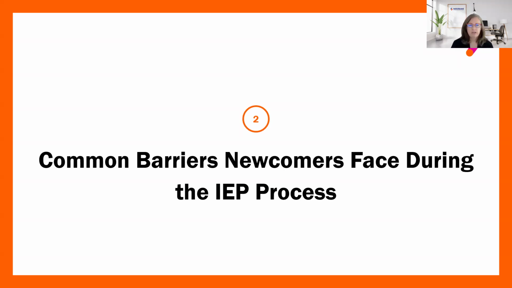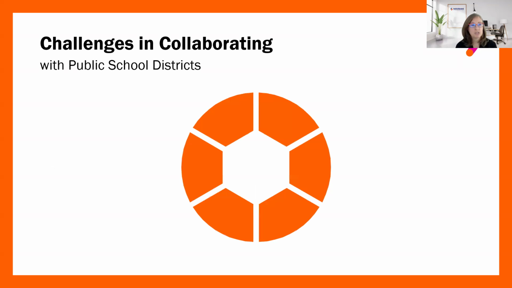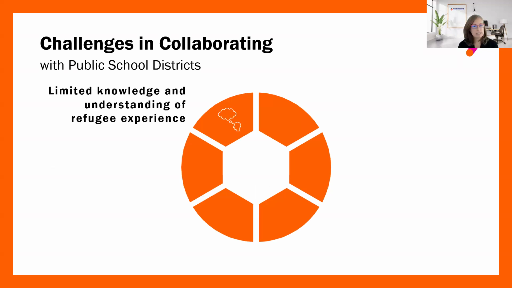All right, now let's talk about some other common barriers that newcomer families may face during the IEP process. We've been talking about them in different ways throughout the slides so far. Here we focus in a more concentrated way on them. So the first set of challenges we'll talk about is challenges in collaborating with public school districts. School districts may have limited understanding of refugee experiences. This lack of knowledge about the unique challenges faced by refugee students and their families, including the trauma they may have experienced, cultural differences and language barriers may pose barriers in this process, but they're not insurmountable barriers.